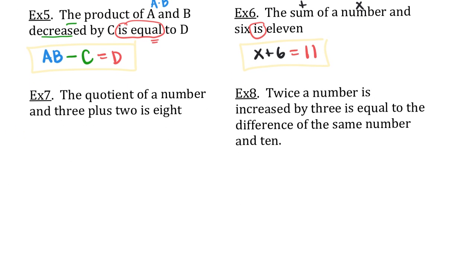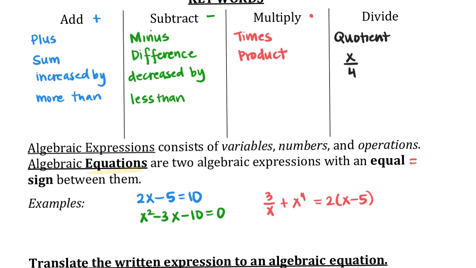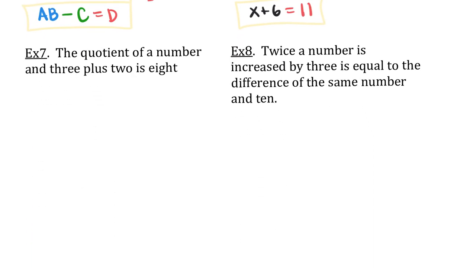Okay, 2 more. Quotient. Which one's quotient? Where's quotient? There's quotient. Quotient means divide, and when we do division in algebra, we do something divided by something using the fraction line for divide. The quotient of a number. Number means x, and then what am I dividing x by? 3. So quotient of x and 3 is x divided by 3. And then what? Plus 2 equals 8. So x divided by 3 plus 2 is 8.